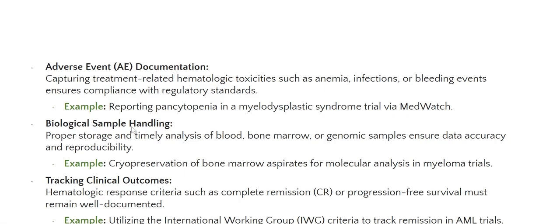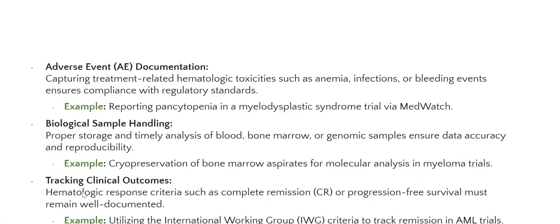Biological sample handling, one of the core monitoring areas. Proper storage and timely analysis of blood, bone marrow, or genomic samples ensure data accuracy and reproducibility. For example, cryopreservation of bone marrow aspirates for molecular analysis in myeloma trials.